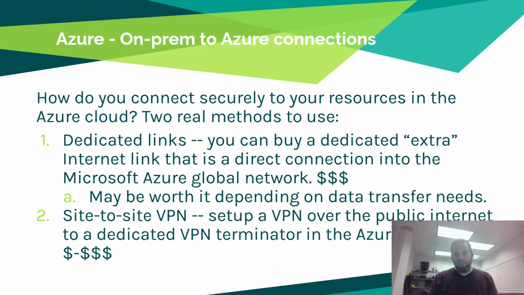The other way of doing this would be to set up a site-to-site virtual private network or VPN. You would interface with the Azure cloud over the public internet, and you set up a VPN between your resources in your on-prem location and the Azure cloud. Microsoft has VPN terminators in the Azure resources that you can use to set this up, and I would highly recommend doing this. Depending on the bandwidth that you need here as well, there's different tiers of how much that costs.